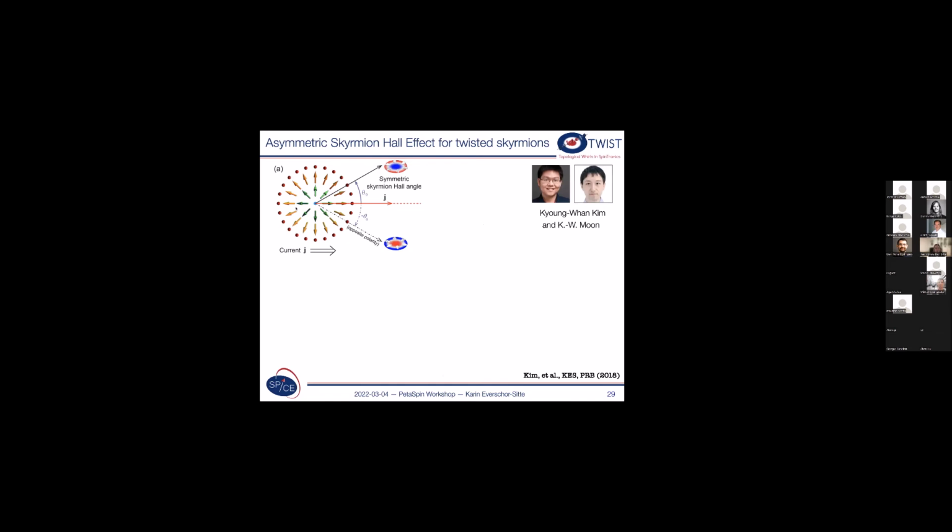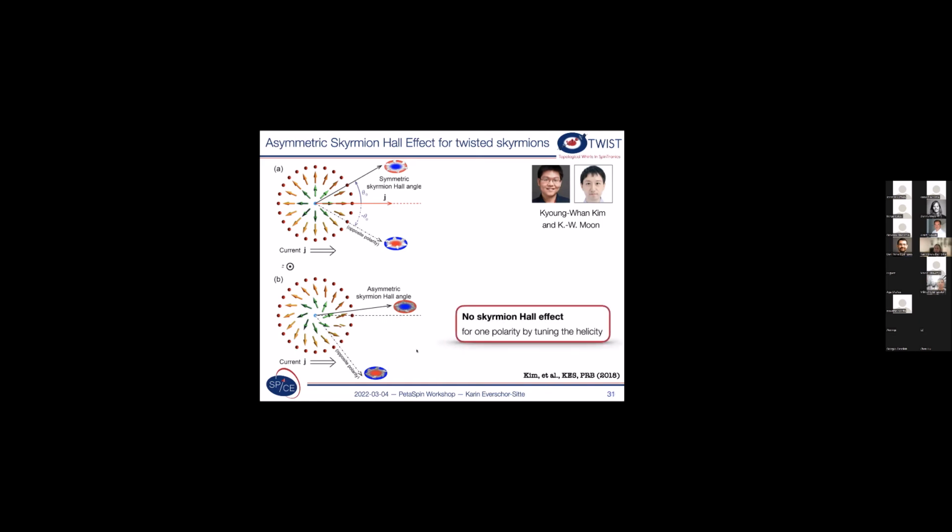When you have a Néel Skyrmion and you apply current, then you get a certain type of Hall angle. And for the opposite polarity, so blue is now on the outside and red is on the inside, then it's just the opposite angle. So it's symmetric around the current direction. But when you start twisting your Skyrmion, then this is no longer the case. For one polarity, it gets suppressed, and for the opposite polarity, it gets enlarged. Thereby you can have no Skyrmion Hall effect for one polarity by tuning the helicity.